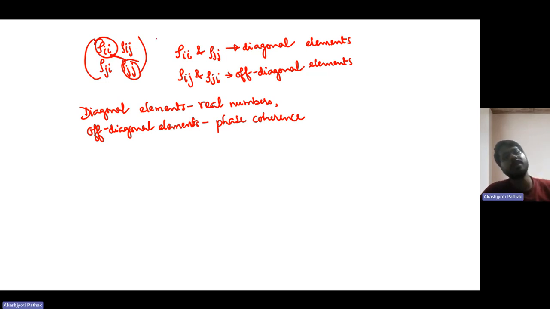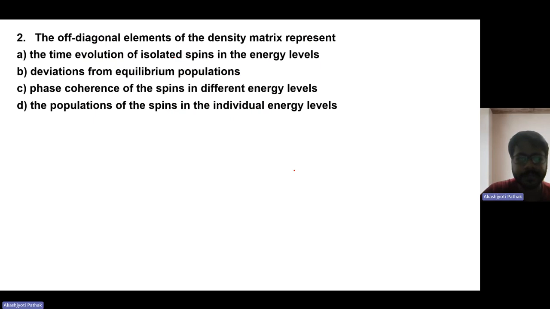And then we looked into the hypothesis of random phases. In the hypothesis of random phases, these off diagonal elements become equal to zero. So we looked at this question. Yes, the off diagonal elements represent the phase coherence of spins in different energy levels.